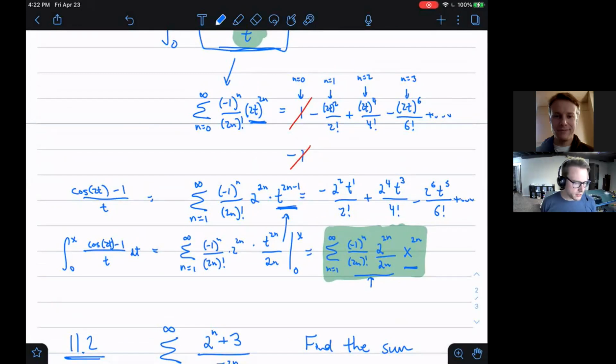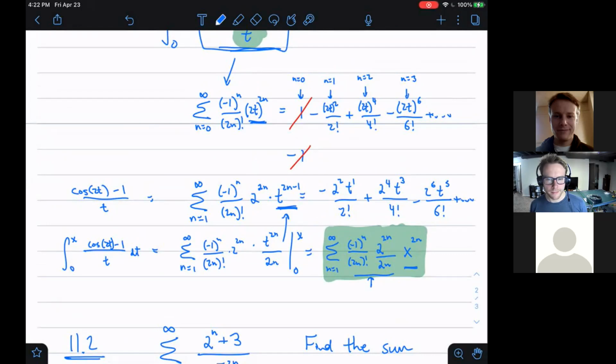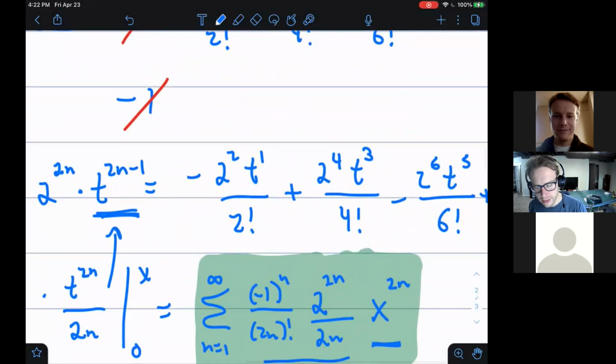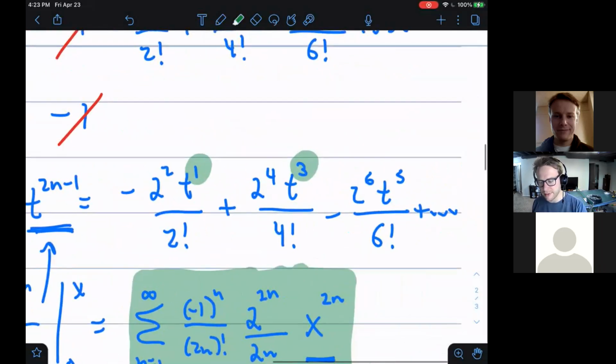Blake, I see you have your hand raised. What's going on? Yeah, why is it that every single term is divided by t, but it seems like only one is subtracted by one? So they all are. Instead of t squared, we have t to the first, and instead of t to the fourth power, we have t cubed, and instead of t to the sixth power, we have t to the fifth. So they all are being subtracted by 1, to account for the fact that we divided by t.